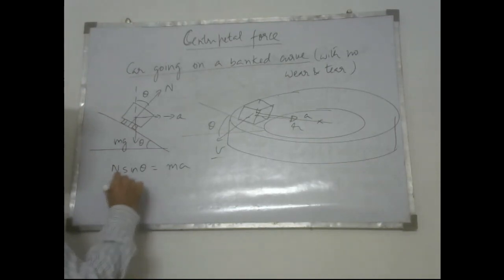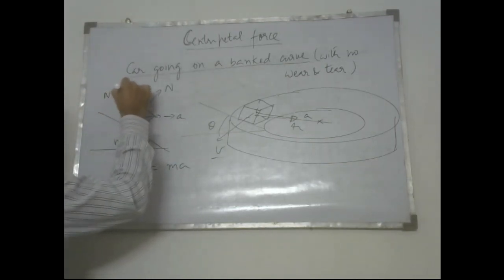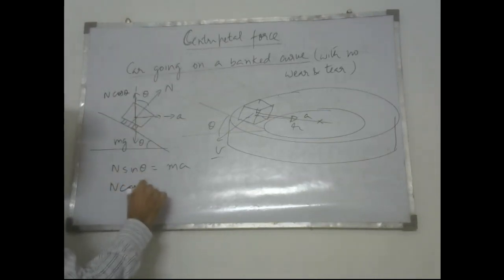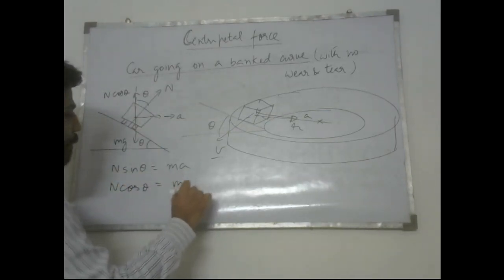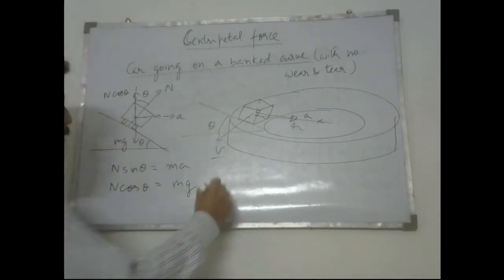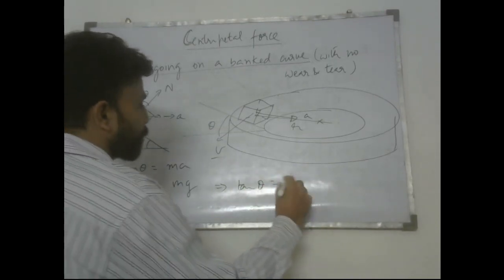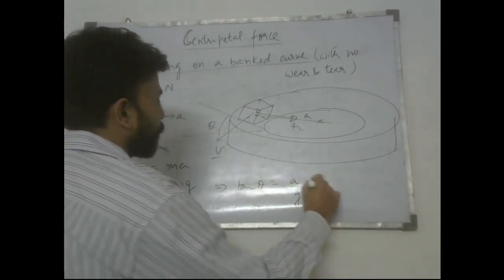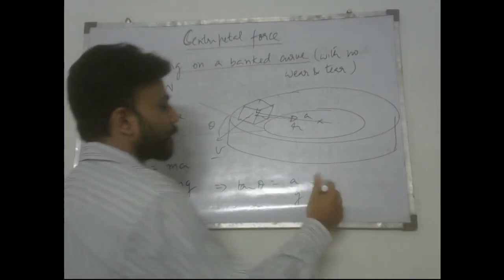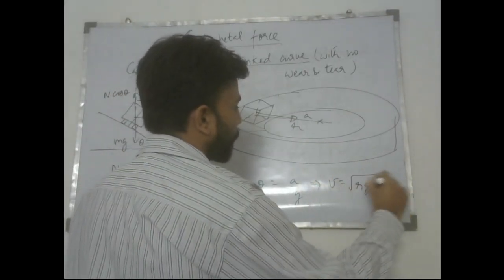And similarly we can say the other component is N cos theta. The N cos theta is going to balance mg. So from this we can easily say that tan theta is equal to a by g. Acceleration is v square by r, so it comes out to be v is equal to square root of r g tan theta.